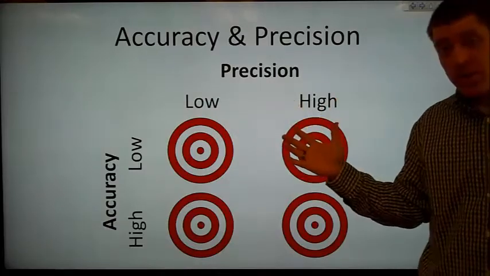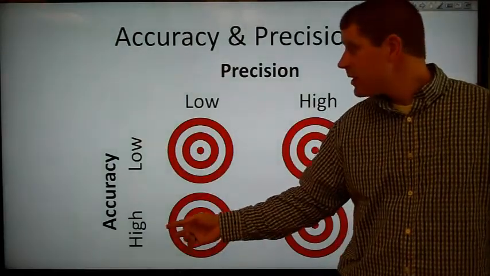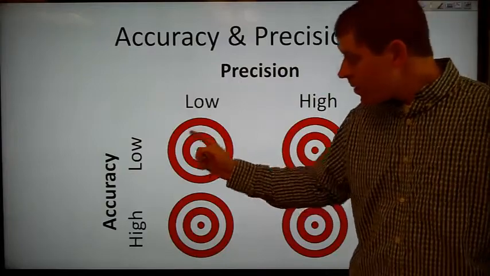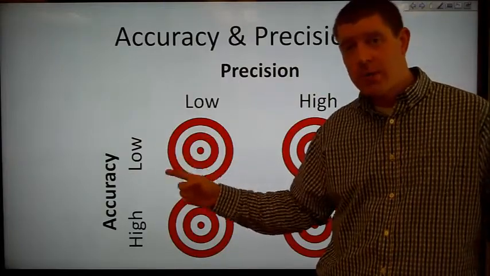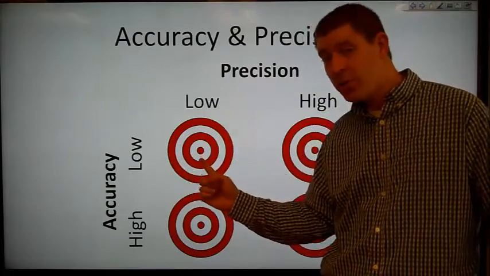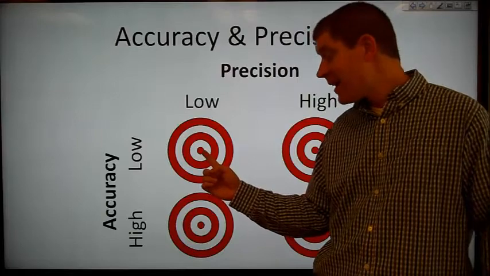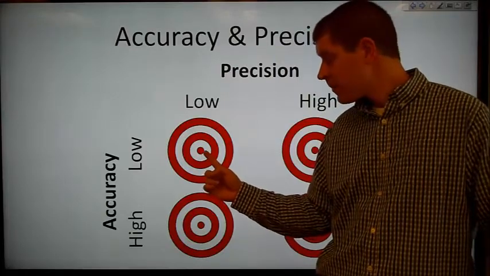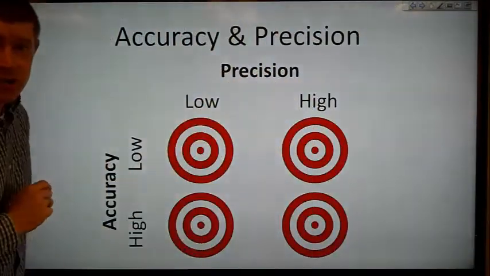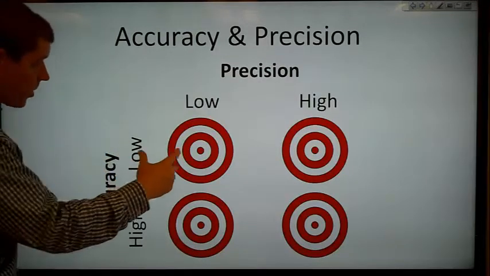So, I like to use a dartboard, a target. We have low accuracy and high accuracy, and we have low precision and high precision. So, if we have low accuracy, remember accuracy means how close we are to our true value. In this case, our true value is symbolized by the bullseye of the dartboard. So if we have low accuracy, that means the average of our groupings is not close to that bullseye. But also remember we have low precision. So precision means how close together our measurements are grouped. So we have low accuracy, low precision.